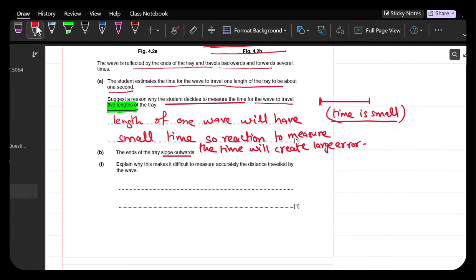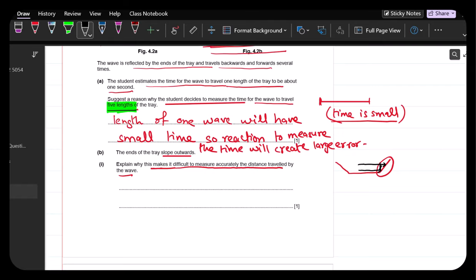The ends of the tray slope outward. The tray is somehow like this, having slope outwards. Explain why this makes it difficult to measure accurately the distance traveled by the wave. Because the length of the tray varies. If this wave is coming and hitting here, it is going to have a different length. Wave is coming, it hits here, so here we have a difference in the length. So this is the reason.